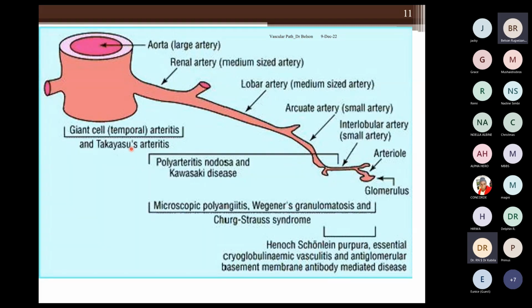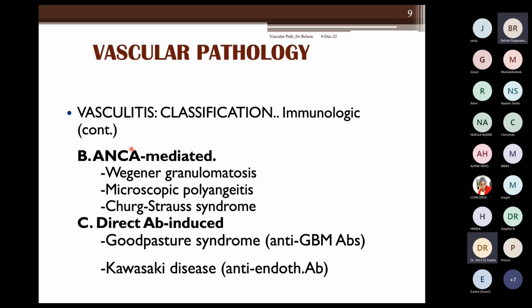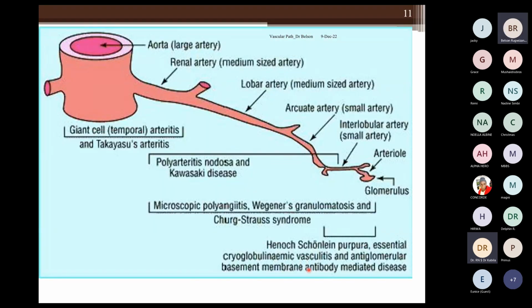So then the medium-sized vessels hari bafatwa na polyarteritis nodosa and Kawasaki disease. Ndango Kawasaki tumaze kubibona hejuru ahangaha ni endothelial cells which are damaged by antibodies. So these are autoimmune diseases. So in the other medium size and small vessels, you have microscopic polyangiitis. Tukagira Wegener's granulomatosis and Churg-Strauss syndrome.